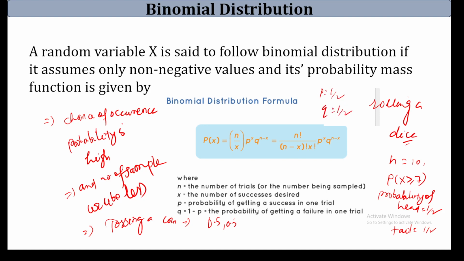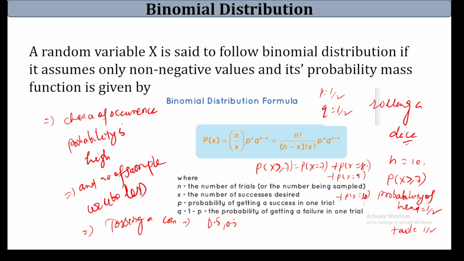We can put all this P and Q here, n is equal to 10, and x we can just leave as x, then 10 minus x. Based on that you can apply, P of X greater than or equal to 7, so you can apply for P of X is equal to 7, P of X is equal to 8, P of X is equal to 9, P of X is equal to 10. So this is how it will work.